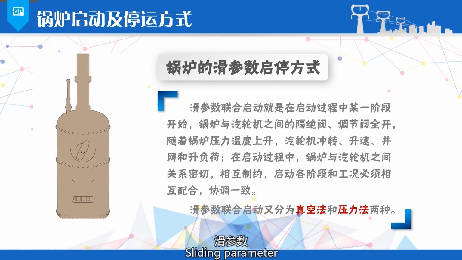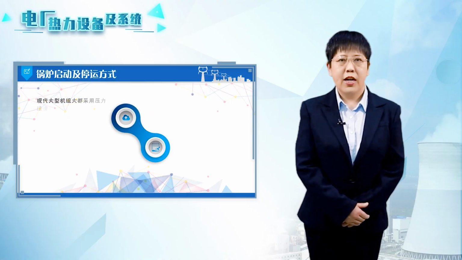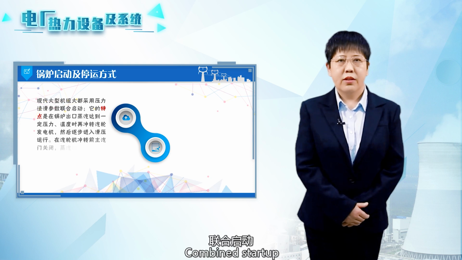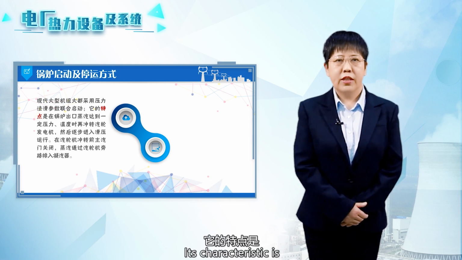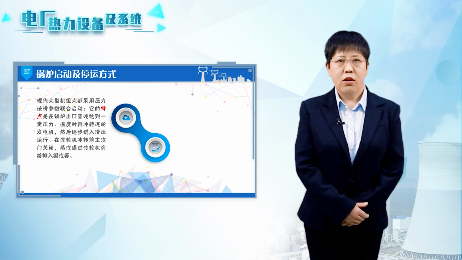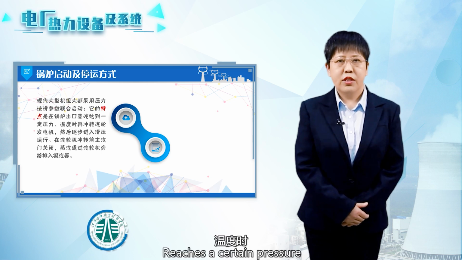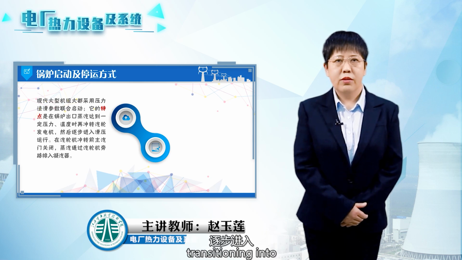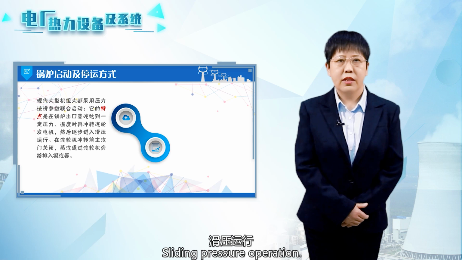Sliding parameter combined startup is further divided into vacuum method and pressure method. Modern large units mostly use pressure method. Sliding parameter combined startup. Its characteristic is that the turbine generator is spun up only after the steam at the boiler outlet reaches a certain pressure and temperature, then gradually transitioning into sliding pressure operation.